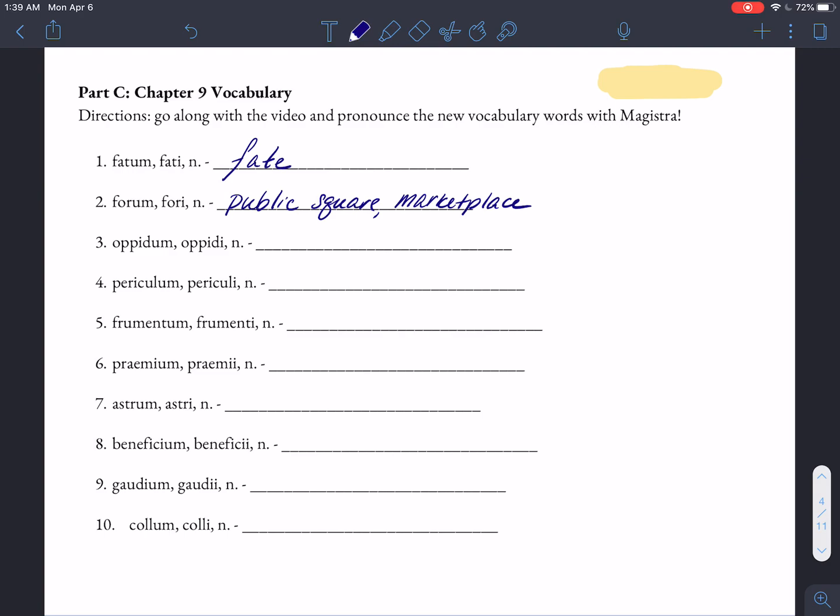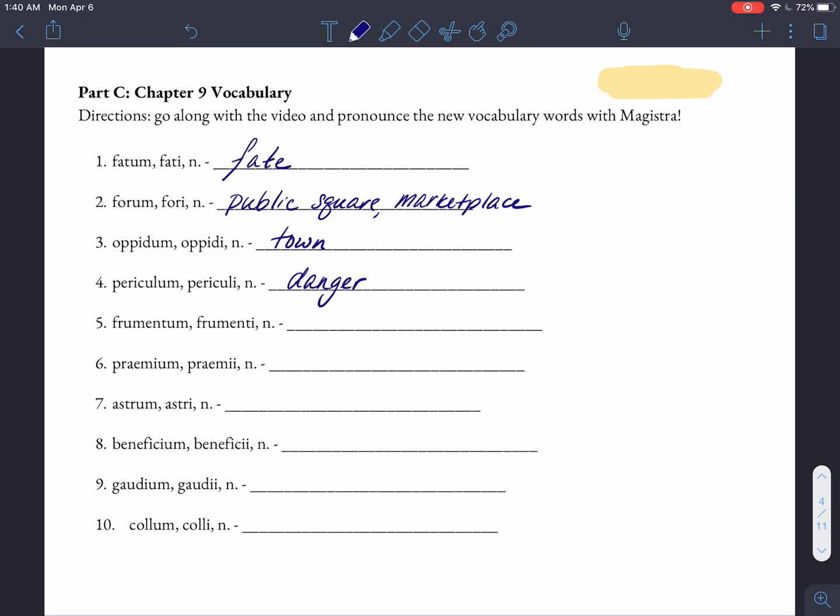All right. Number 3, oppidum, oppidi, neuter. Okay, and that simply means town. All right, next. Periculum, periculi, neuter. And that means danger.